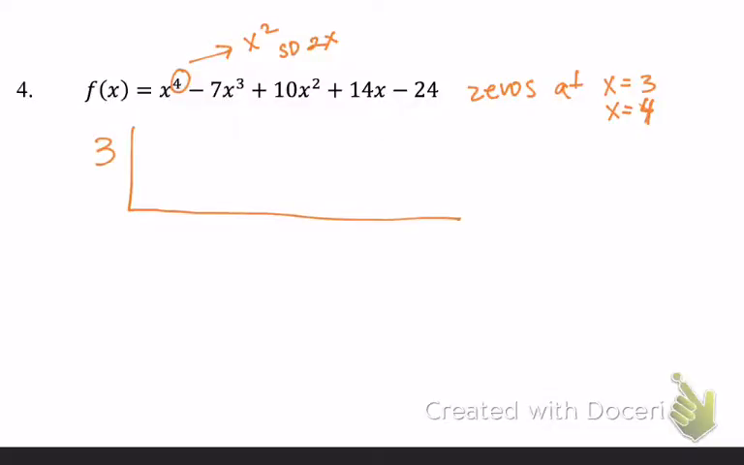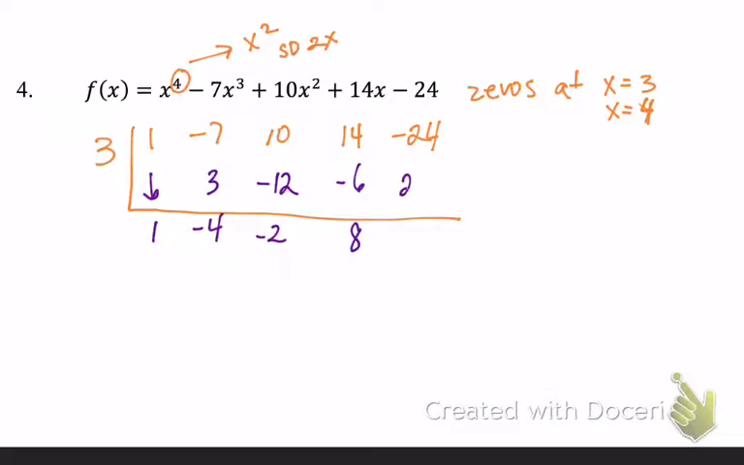I'm going to write out my coefficients. So 1, -7, 10, 14, -24. And bring the first one down. 3 times 1 is 3. -4, -12, -2, -6, 8, 24, 0. Then I'm going to do it one more time, so don't record it yet.